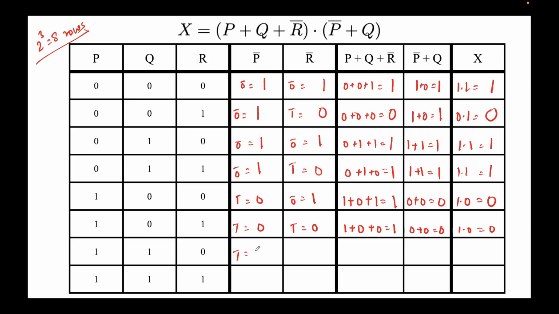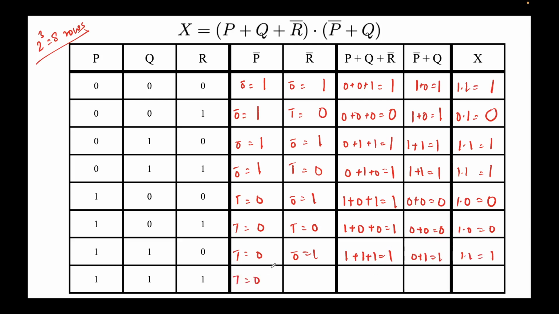Alright. 1 bar again will be 0, and 0 bar is 1. P plus Q plus R bar: P is 1, Q is 1, R bar is 1. 1 plus 1 plus 1 is nothing but 1. High, high and high. P bar plus Q: P bar is 0, Q is 1. This will turn out to be 1. 1 times 1, this is 1.